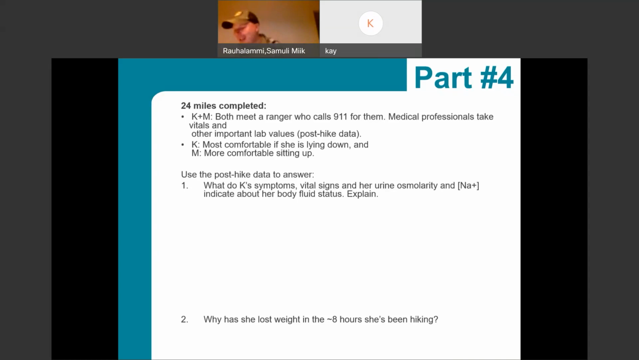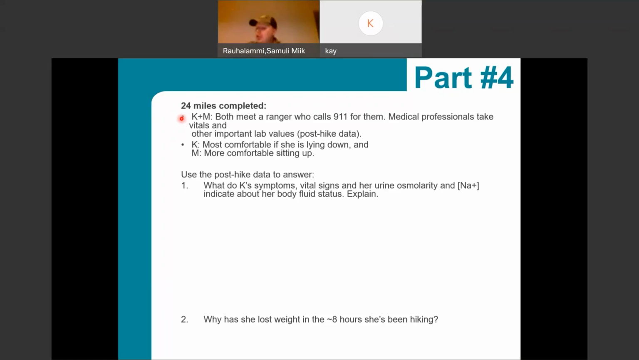So let's have a look at the story a little bit, what's happening in this storyline that we've been looking at, at the end of the hike. Both Carla and Maria end up stumbling into a ranger, and this ranger is like, oh, these girls are not doing well. Let's call 911. Well, medical professionals will come and they will take vitals from both Carla and Maria, and they will also do some other important lab measurements. And all of these measurements are shown as these post-hike data on your handout, the first page. So all of that information is given there.